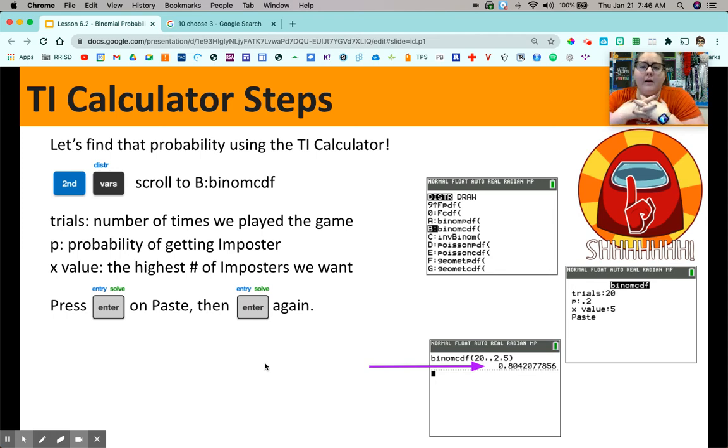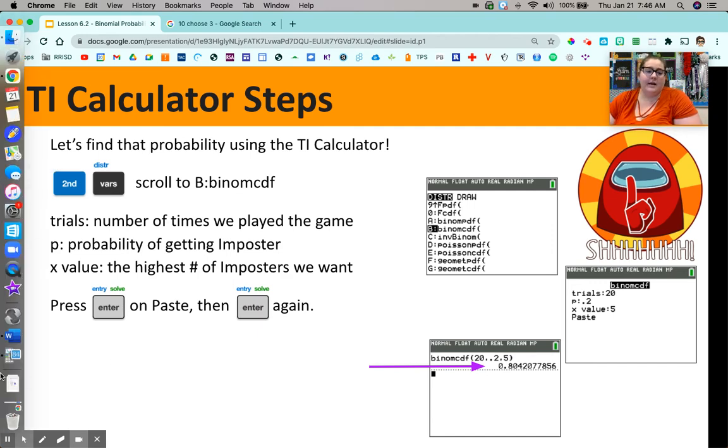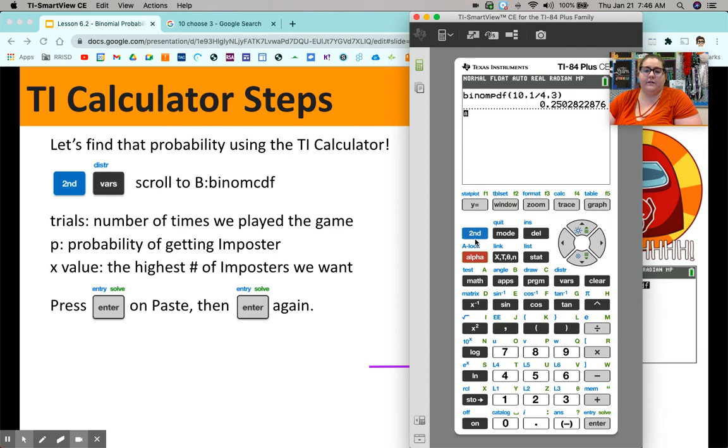Right, so there's another option in our calculator, you probably saw it. It is called Binomial CDF. Binomial CDF is for when we want less than or equal to a certain number. In this case, I want at most 5, which means less than or equal to 5 imposters. So that's when I would use Binomial CDF. It's a similar process as what we did before. We're just picking a different option.